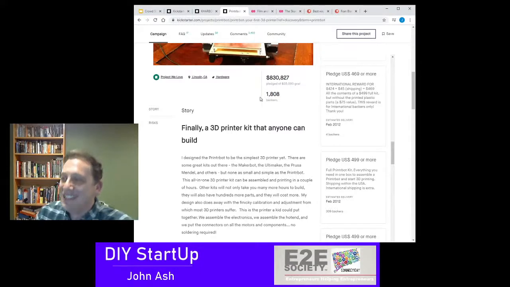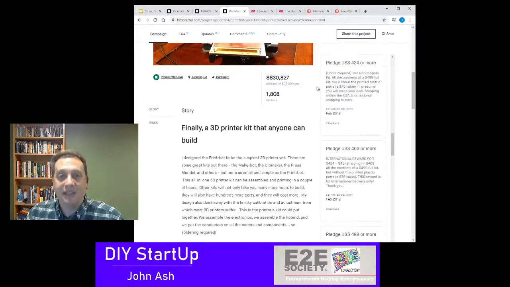So $800,000. But if you look here, it says pledged of $25,000 goal. They didn't want to make $800,000. They only wanted to make a couple of kits. They just wanted to sell $25,000 worth of kits. All of a sudden, he had to produce $830,000 worth of these PrinterBot kits.